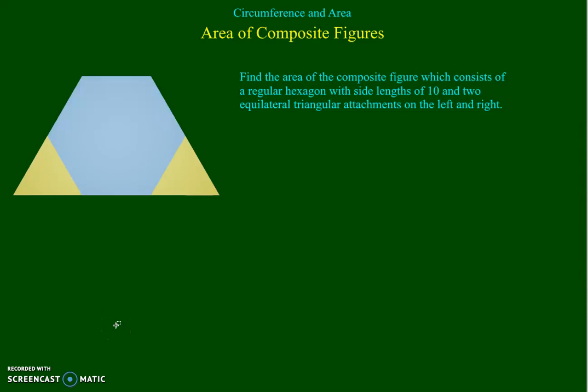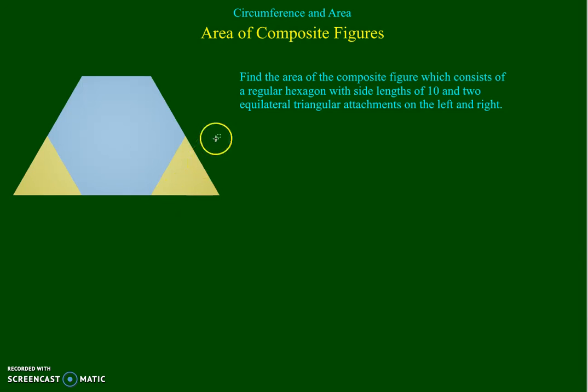This is part 6 of the series Circumference and Area, and in this part we're going to look at composite figures. Specifically, we're going to look at area of composite figures. Now, a composite figure is simply a figure made up of multiple geometric figures.